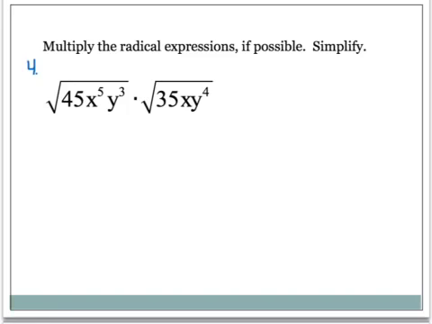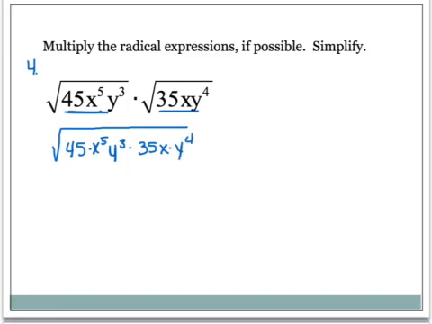Okay, example 4. We have the square root of 45 x to the fifth y cubed times the square root of 35 x y to the fourth. So I'm doing the square root on both of them, which means I just need to multiply the radicands together underneath one square root. So I have 45 x to the fifth y cubed times 35 x times y to the fourth.